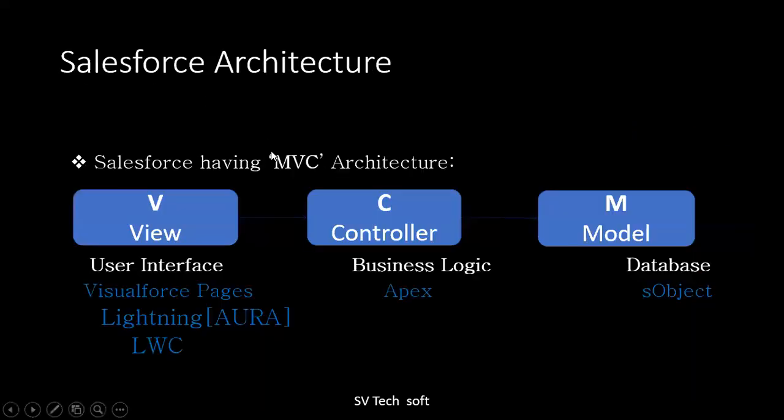Okay, next we discuss Salesforce architecture. Earlier we discussed cloud computing architecture. What type of architecture does Salesforce have? Salesforce has an architecture type called MVC. What is the meaning of M? What is the meaning of V? What is the meaning of C? This will be discussed in detail.